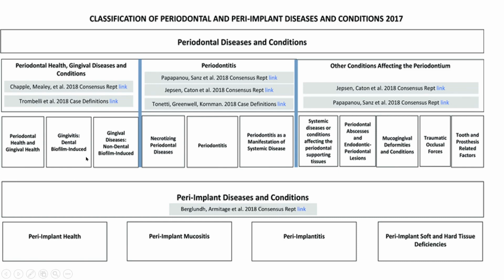They have a gingivitis biofilm-induced category, which we've talked about, and they have the gingivitis with non-biofilm-induced, which we have talked about. Then they've talked about periodontitis, and they have 3 different categories for periodontitis: necrotizing periodontal diseases, periodontitis, and periodontitis as a manifestation of systemic diseases.